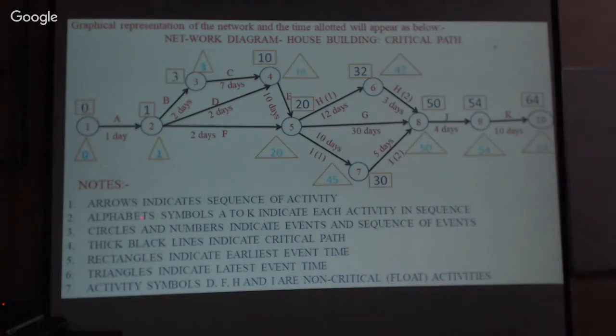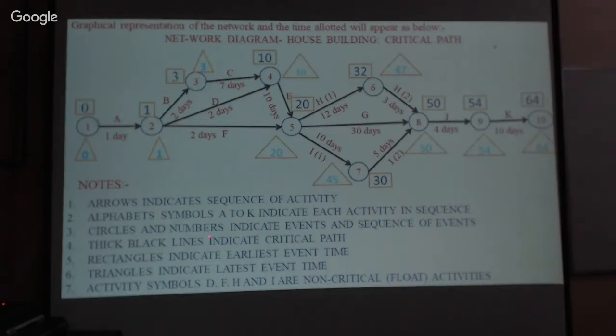Now please note here, the arrows indicate the sequence of activity. Arrows indicate the sequence of activity, that is, an arrow from event to event, like this is the path. This is the path of the project. Now this is how we are moving in this way, isn't it? And the alphabet symbols A to K indicate each activity in sequence, one after the other, isn't it?